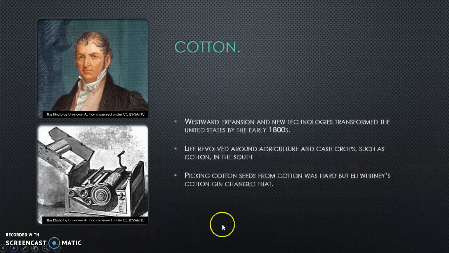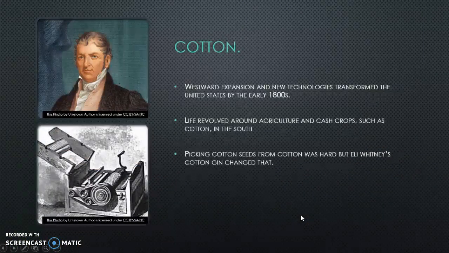So cotton. Westward expansion, so the country is going to move off the east coast more and more westward, to the middle of the country. And new technologies, which we'll talk about in a little bit, transformed the United States by the early 1800s. Now, life is going to revolve around agriculture and cash crops. Cash crops are items or some type of material or product that's sold for money. And in this case, in the South, it's going to be cotton.